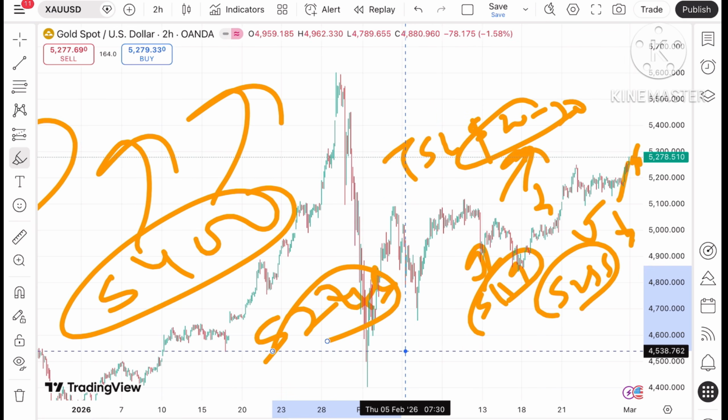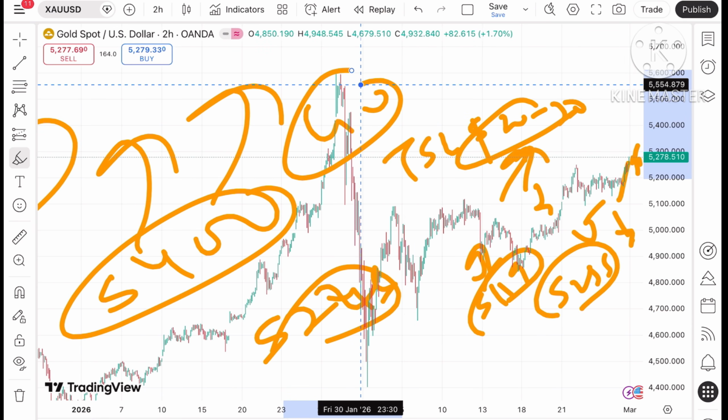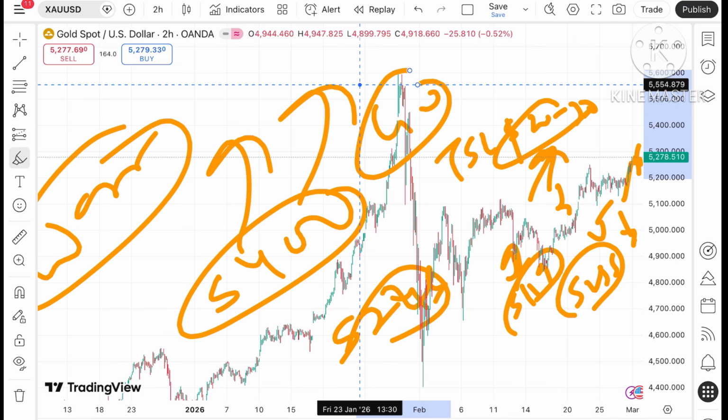Now you have to understand there are a lot of geopolitical events coming, so we can see there will be volatility in the gold prices.